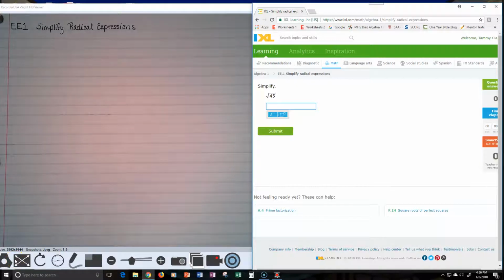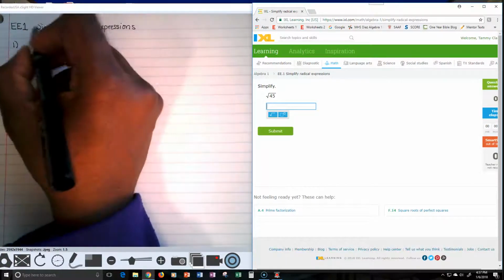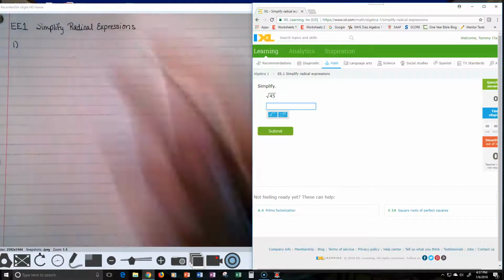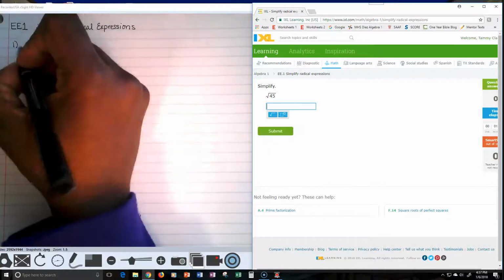Let's take a look at EE1. Here we're to simplify radical expressions, meaning we're going to come up with one single answer. And remember, just because we can take the root of a number doesn't mean that it's going to be a perfect square root. Sometimes that's not possible. It's not a number that's perfectly squared or perfectly cubed or perfectly raised to any exponent. But that doesn't mean that there is no radical or no way to find a root. So that's what we're looking at in this instance.